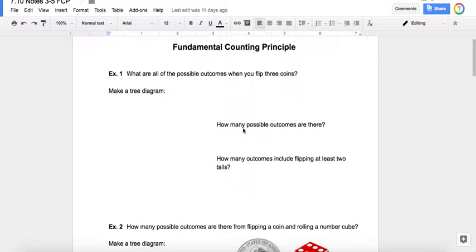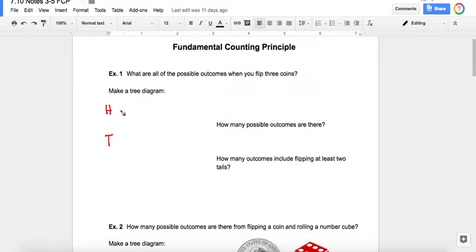So the first example here says, what are all the possible outcomes when you flip 3 coins? Now, what are the possibilities on a coin? You have heads and you have tails. So what we're going to do here is write, and go as close to the margin as you can here. We're going to do heads and tails.